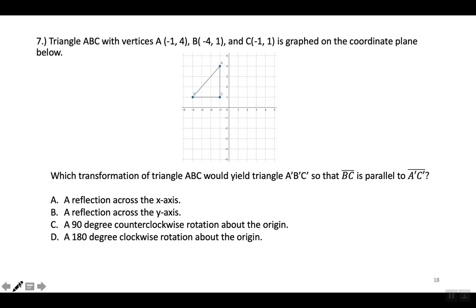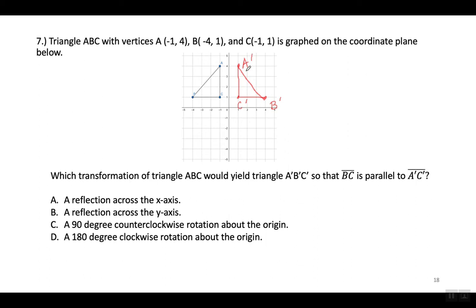A reflection across the y-axis. If you reflect this across the y-axis, it'll look like this. This will be A prime, C prime, B prime. Always pay attention to the letters because there's a lot of questions on the test like that where you've got to pay attention that the letters are being reflected correctly.